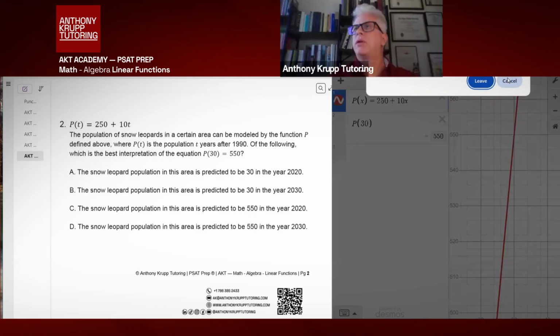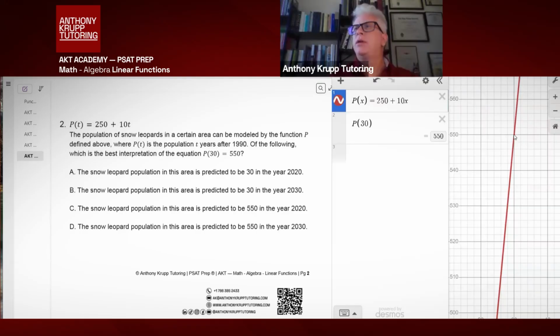Hey, it will let me click on there. Okay, so you get the idea, right? There we go. 30, comma, 550. So when the time is 30, the leopards are 550. Again, when the time is 30, like 30 years have passed, you've got 550 leopards, okay?